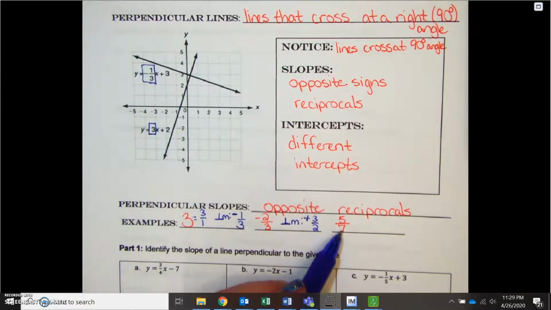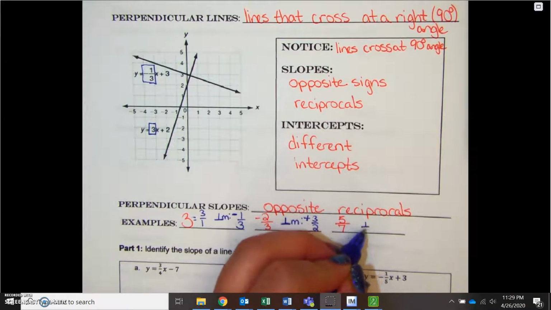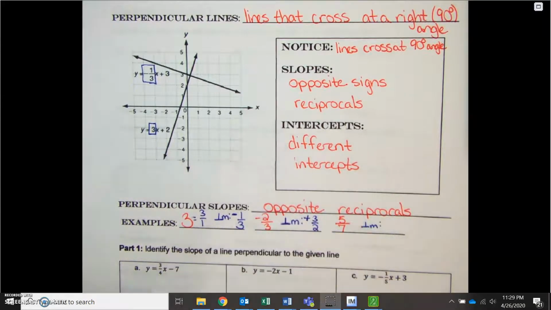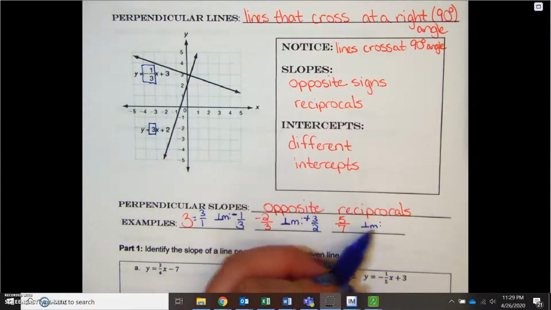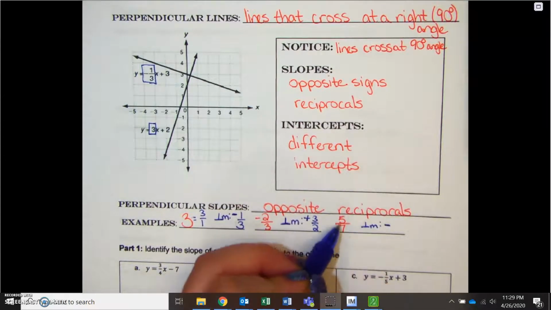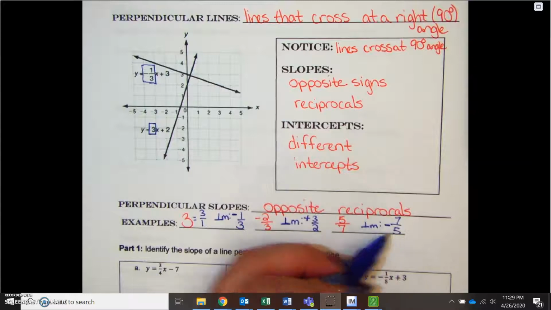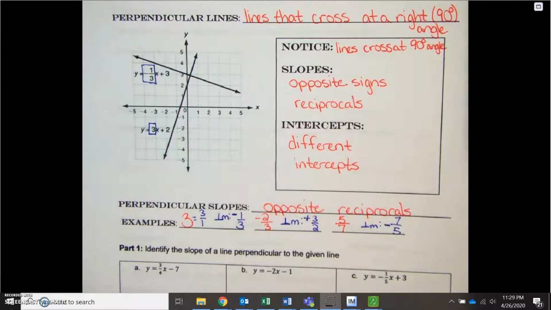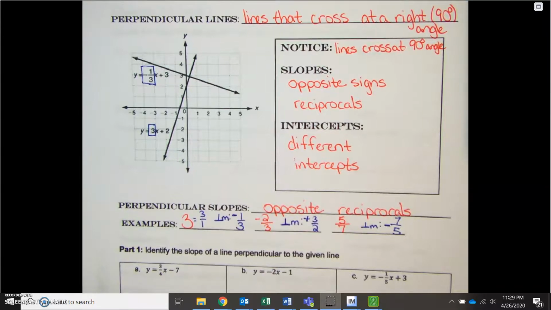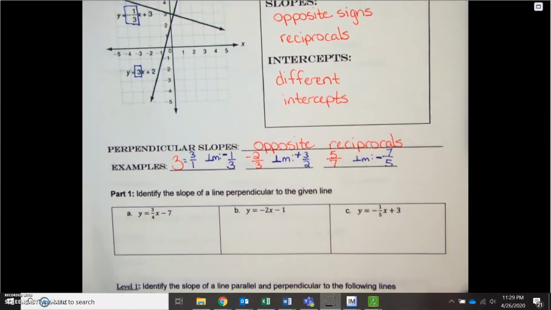And then finally we have 5/7. So if I want the perpendicular slope, there's our little upside down T, there's our perpendicular sign. Opposite would mean negative now because it was a positive, and reciprocal would make it 7/5. Just like we did with parallel, let's do a little practicing with perpendicular slopes.